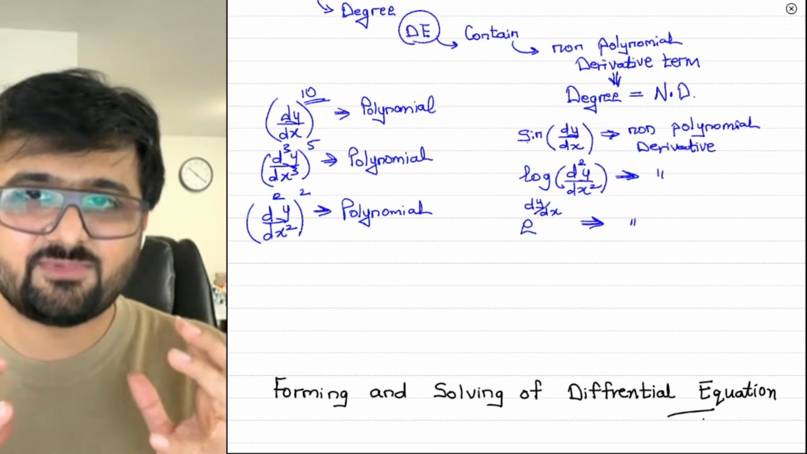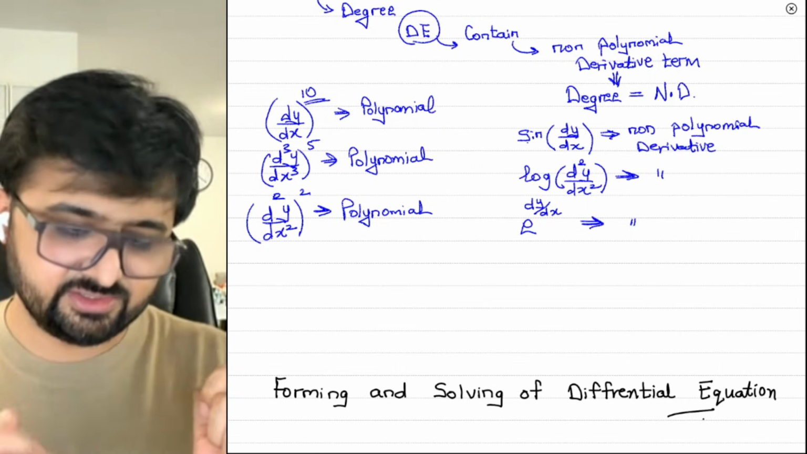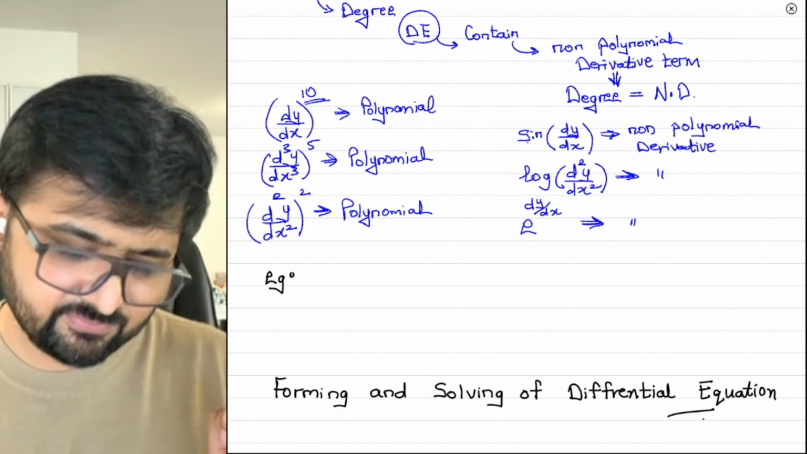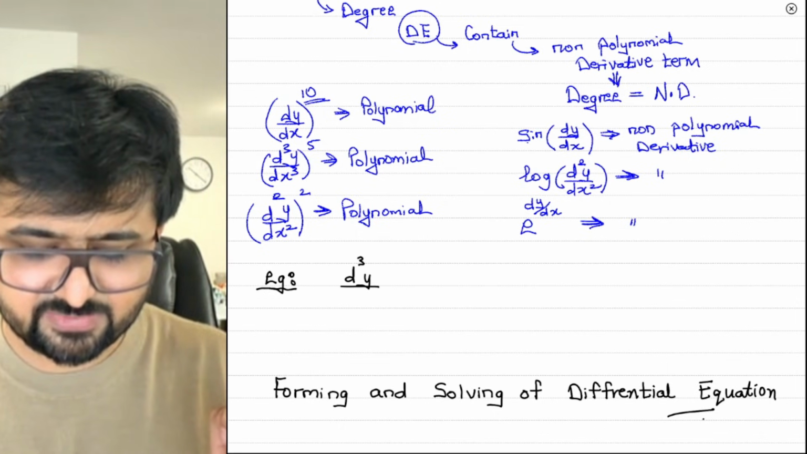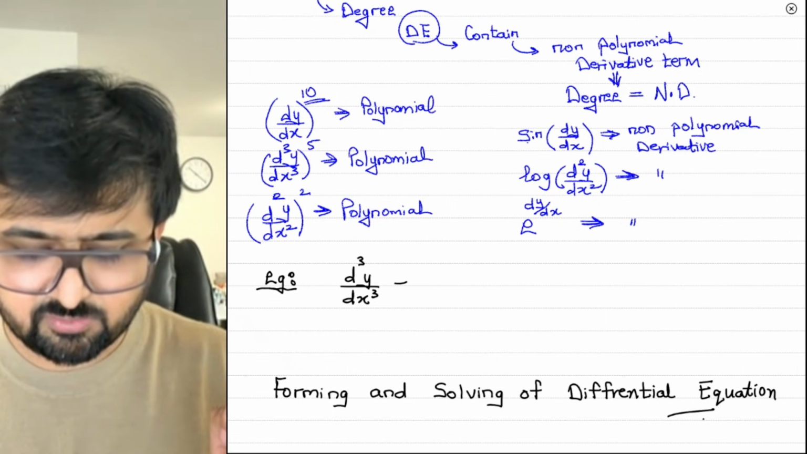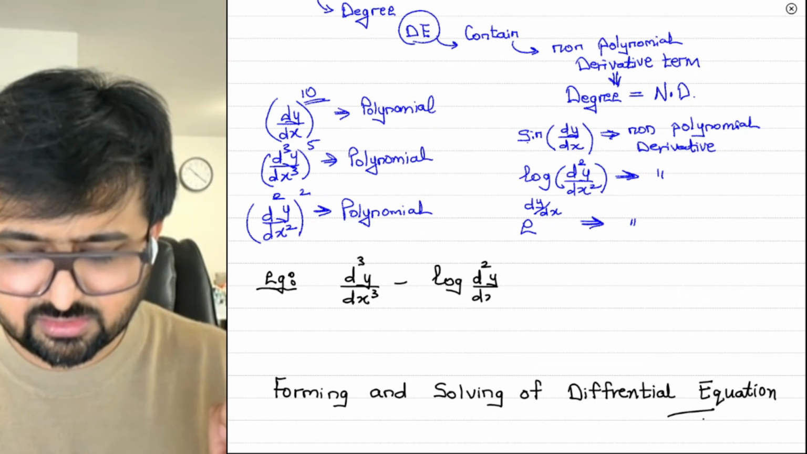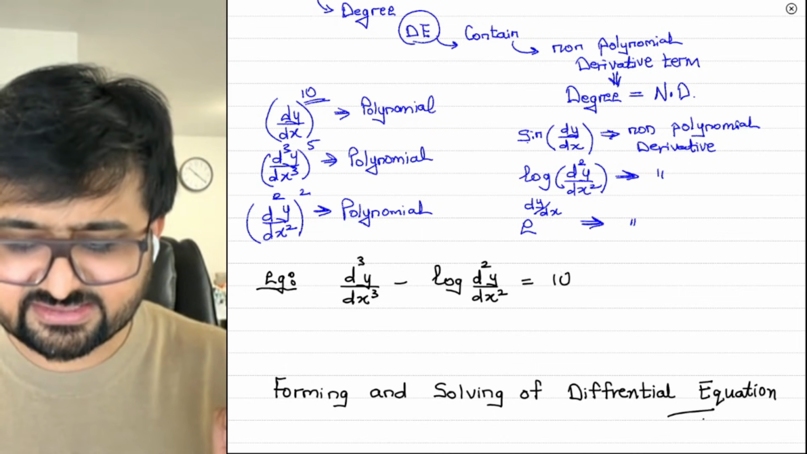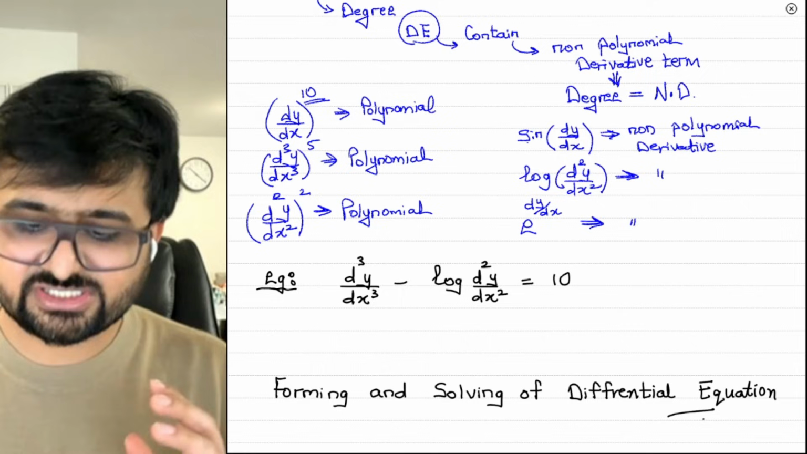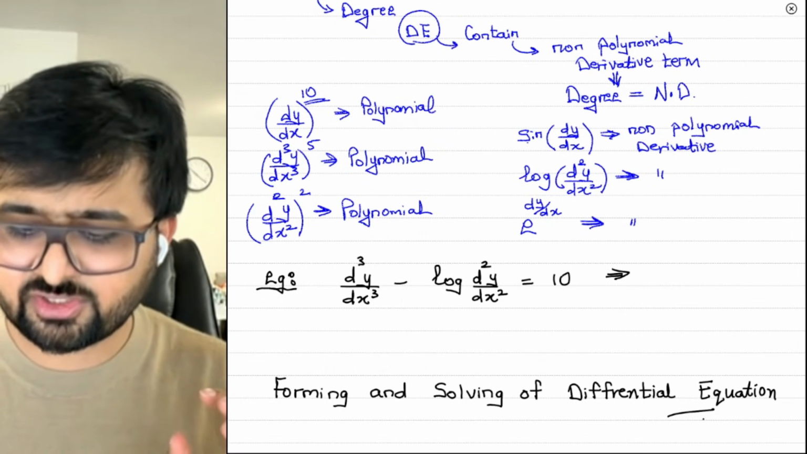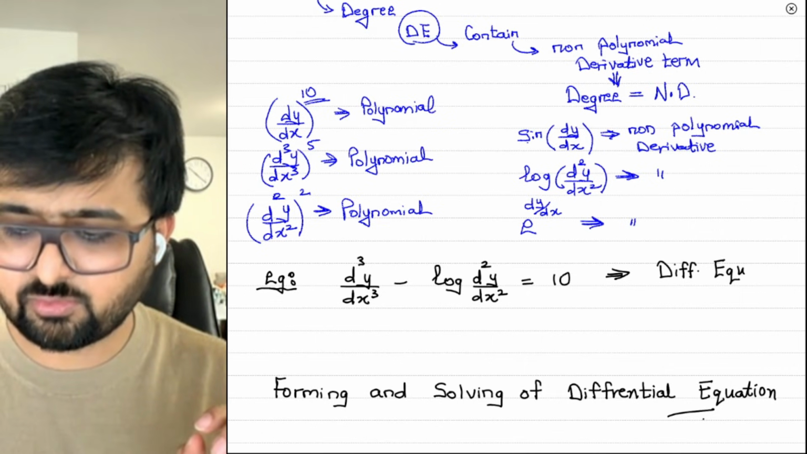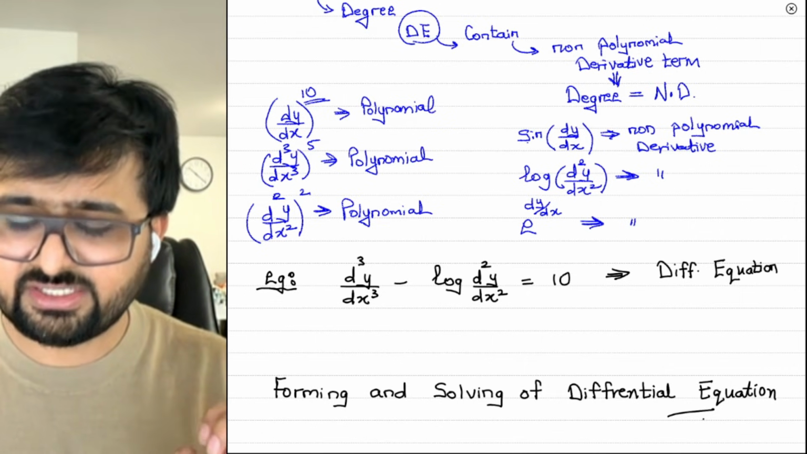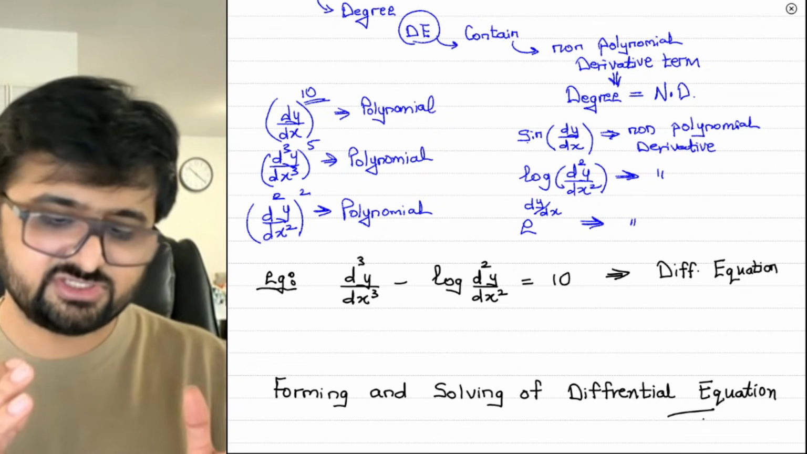Now, let's take an example to make this concept even crystal clear. Let's say I have a differential equation d^3y/dx^3 minus log(d^2y/dx^2) is equal to 10. Since this equation contains derivatives, this is for sure a differential equation. Let's see the order and the degree of this differential equation.